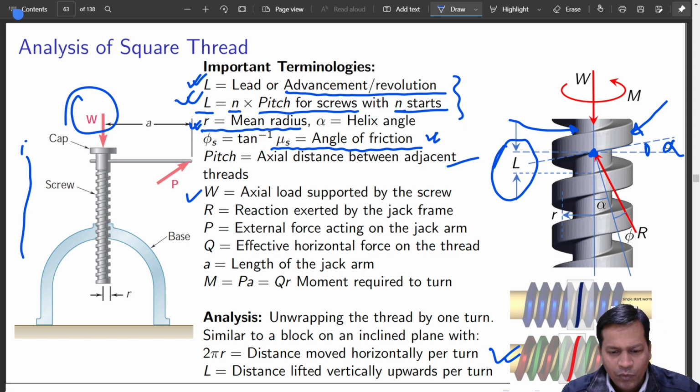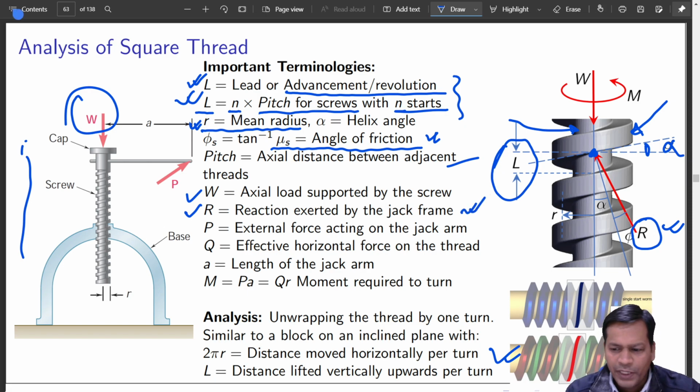Okay, and what is R? R is the reaction exerted by the jack frame. So this is the one. We'll see why it is directed like this, what are the different things that we need to consider here. We'll discuss this R specifically.